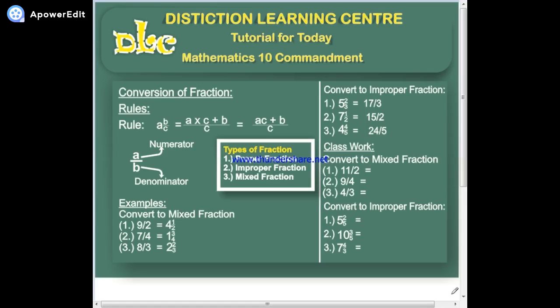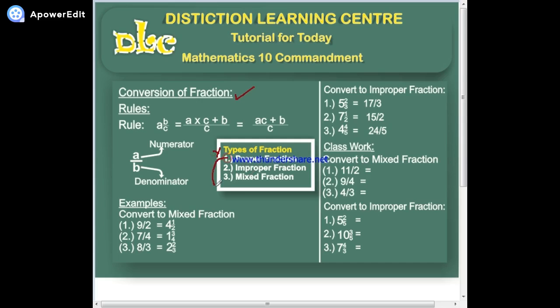Our topic for today is Mathematics 10 Commandments, in which we are proceeding to the next commandment, which is conversion of fraction. As we were taught in primary school, we have three types of fraction: proper fraction, improper fraction, and mixed fraction.